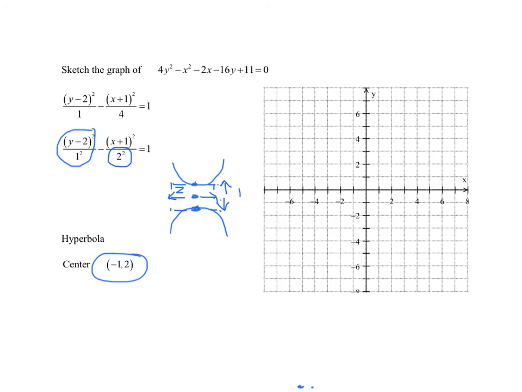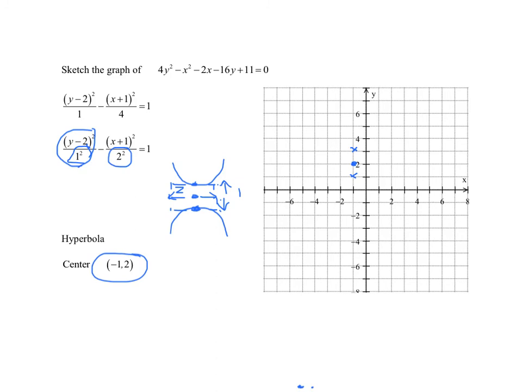So I think we're ready to graph it. So first I have to graph my center that is at -1, 2, which is right there. And now to get my vertices, remember we go up and down 1 unit because this one opens up and down. So I get 1 point here and 1 point here, which is actually on my hyperbola. But before I do anything else, I need to graph my asymptotes.